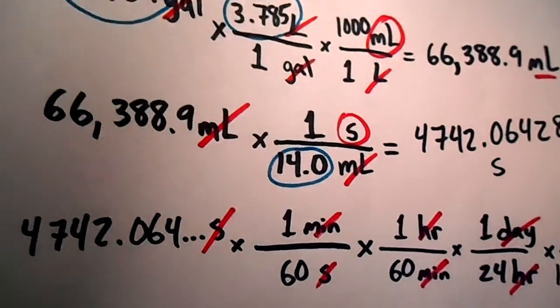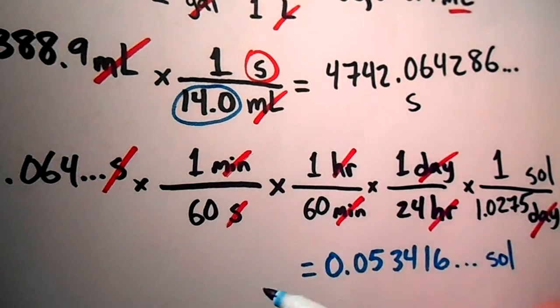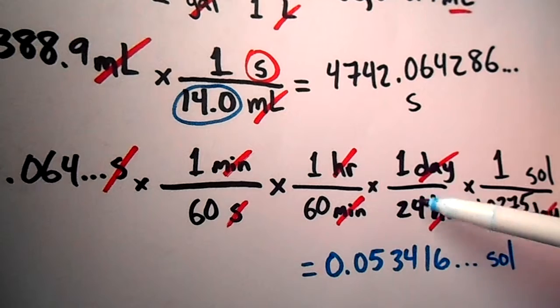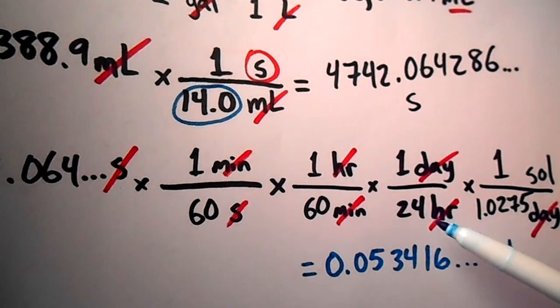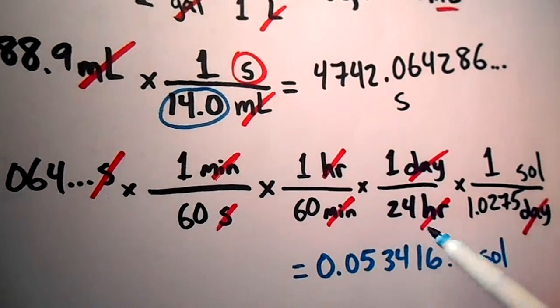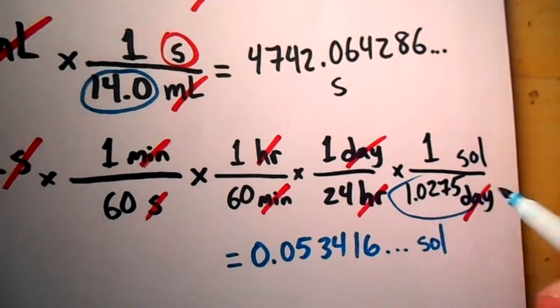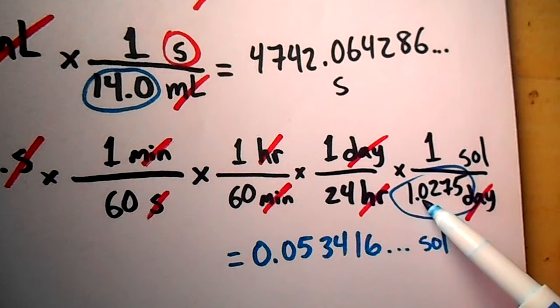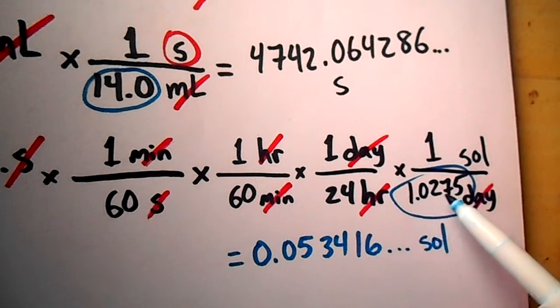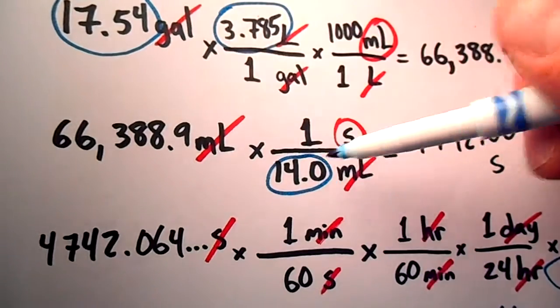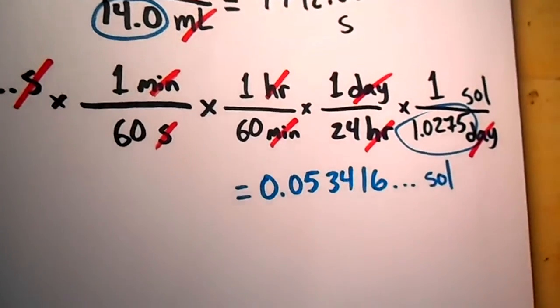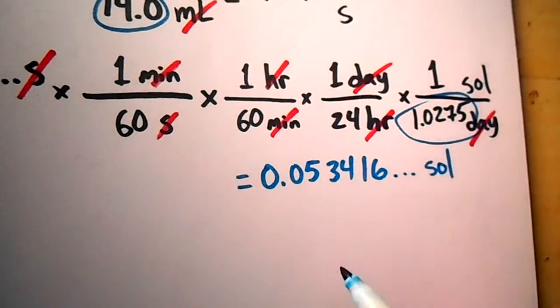That's our least. We look at these other numbers here that we used, and this is infinite. These are all infinite. We're treating the 24 hours as being exactly equal to 1 day. We're treating it that way. So this would be infinite too. This here is a measured value, but 1.0275 has got a total of 5 sig figs in it. So as far as least number of significant figures, we would say it's this 14.0. So that means 3 sig figs for our answer.